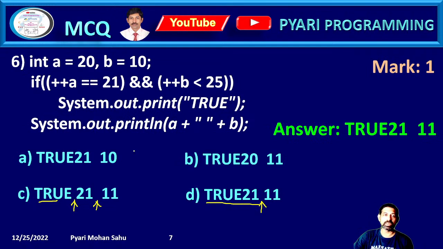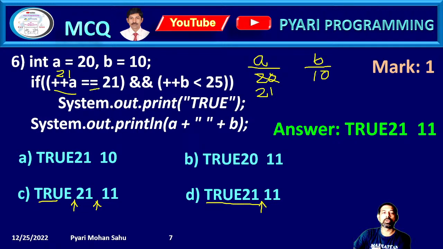Because if you see this one, this is the same mechanism we are applying over here. A is 20 and B is 10. Now what happens this time? Plus plus A makes this one 21 because it is pre-increment. Now 21 is equal to 21. It is true. Because it is true, it checks the second one where we have plus plus B, pre-increment. Now it becomes 11.